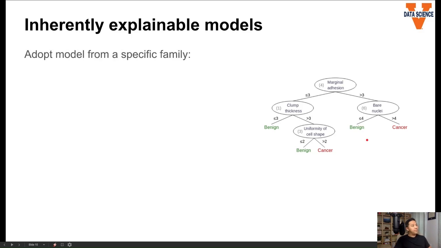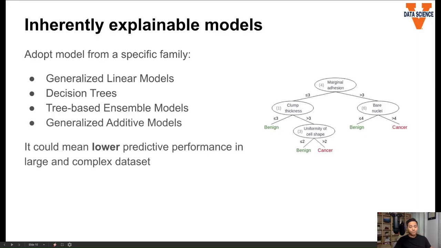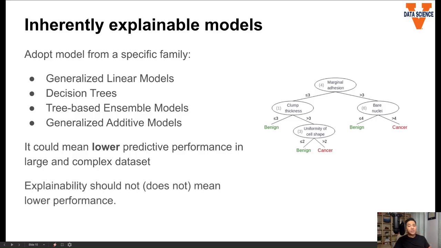So if you adopt models from a specific family, like the generalized linear model, decision trees, tree-based ensemble models, or the generalized additive model, these are good models. But if you're looking at very large and complex datasets, these models typically do not perform as well as nonlinear and neural network models. So explainability shouldn't be sacrificed by lower performance. So how do we have the best of both worlds here?